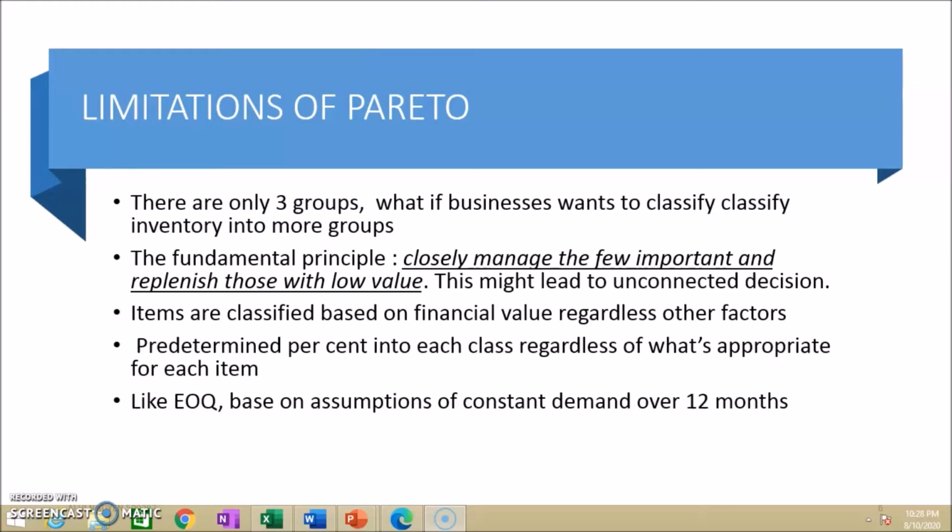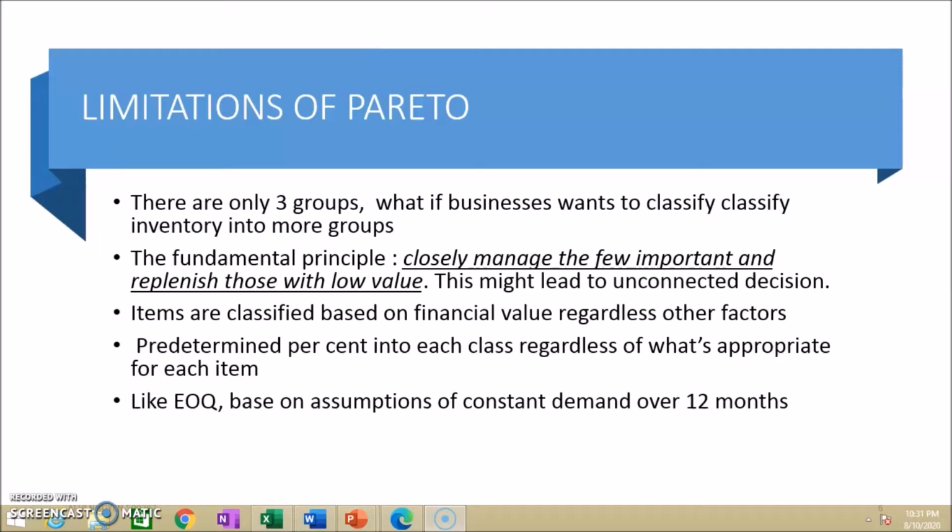For example, a screw is very important to manufacturing, but it's cheap and it might be classified into C class. And if there's a stock out of screws, there might be manufacturing disruption. Items are classified based on financial value, regardless of factors such as demand fluctuations or lead time. And Pareto predetermines a percentage for each class regardless of what's appropriate for each item.